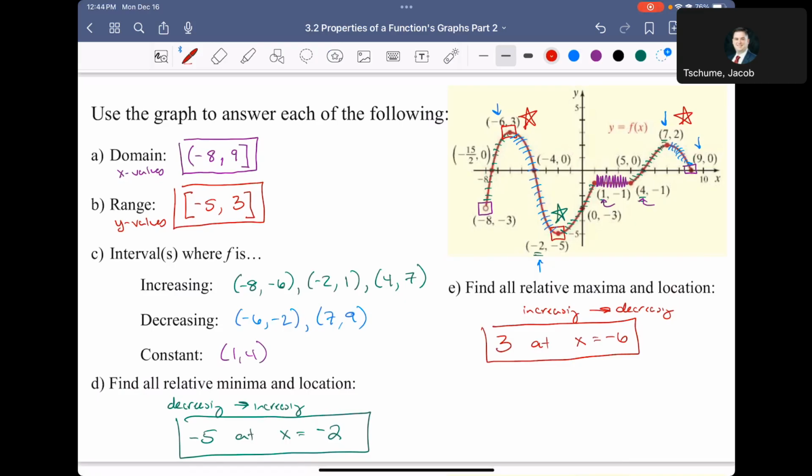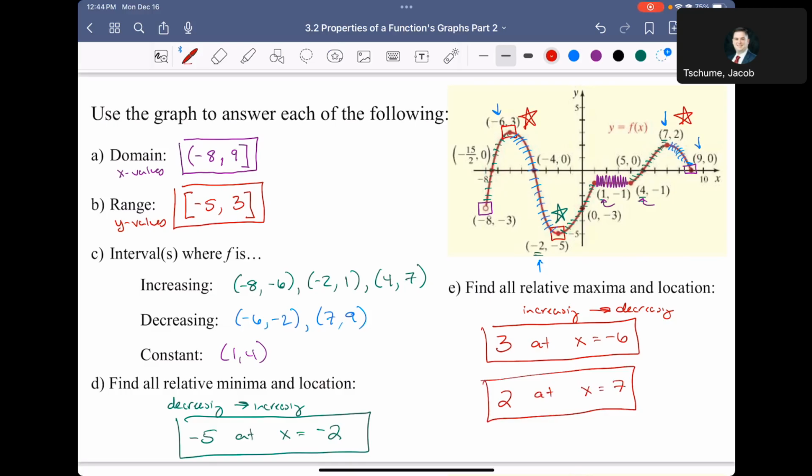The second one, if I go over to the right, has a y value of 2, but this one occurs at x equals 7. And so it's perfectly fine for a graph to have more than one relative maximum as long as you can identify that it matches the rule of increasing to decreasing. And same thing, you might get one on your homework that has more than one relative min. That is okay as long as it follows the definition of decreasing to increasing.